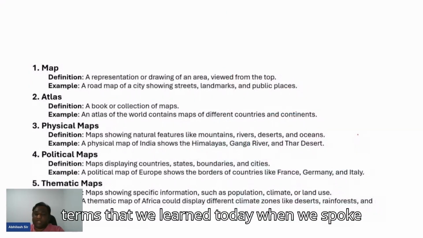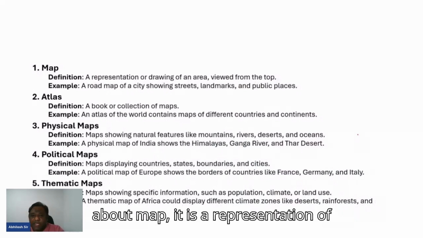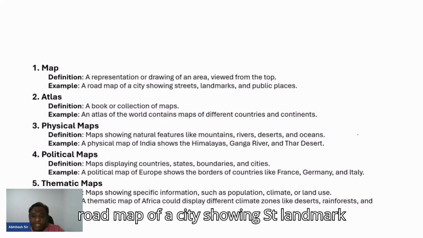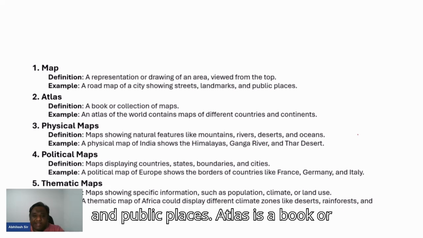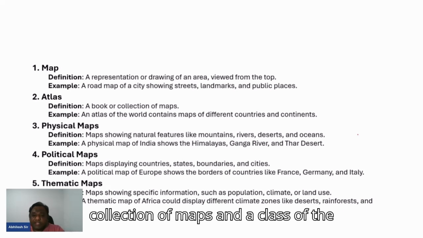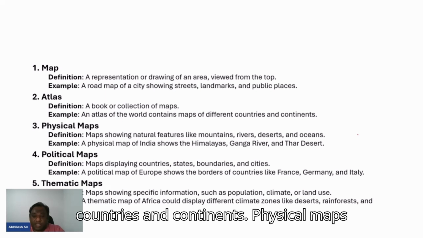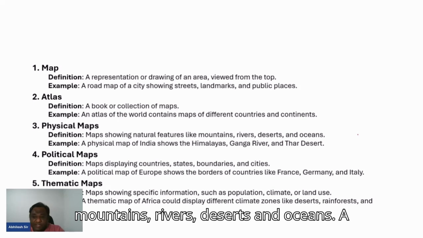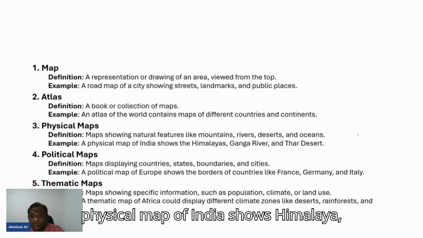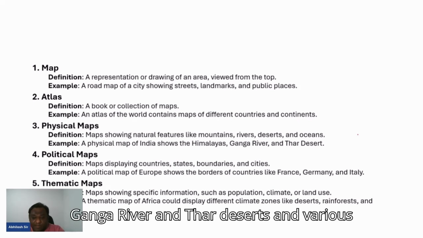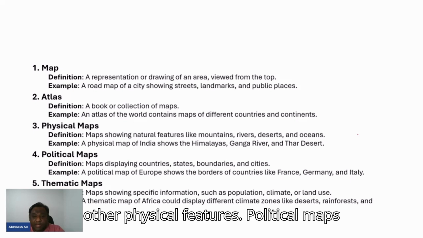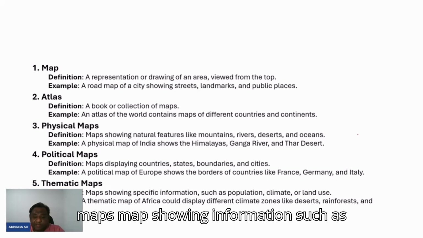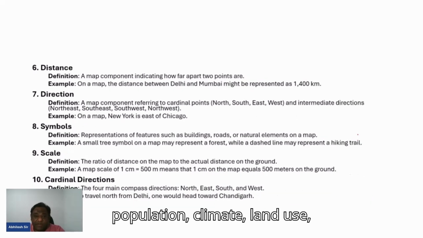So when we talk of the terms that we learned today, when we spoke about map, it is a representation or drawing of an area viewed from the top, like a road map of a city showing streets, landmarks, and public places. Atlas is a book or collection of maps. An atlas of the world contains maps of different countries and continents. Physical maps are maps showing natural features like mountains, rivers, deserts, and oceans. A physical map of India shows the Himalayas, Ganga River, and Thar Desert, and various other physical features. Political maps are maps displaying countries, states, boundaries, and cities. Thematic maps are maps showing information such as population, climate, and land use.